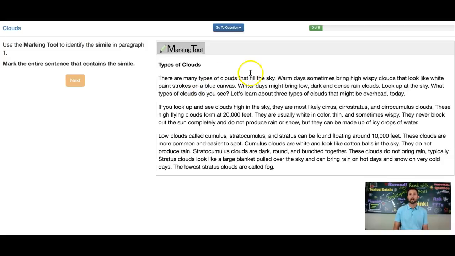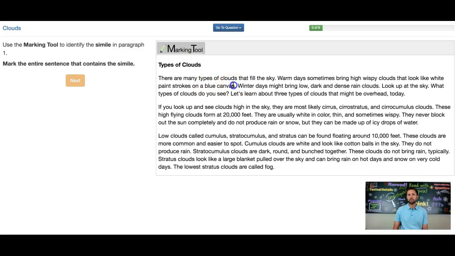There are many types of clouds that fill the sky. Warm days sometimes bring high wispy clouds that look like white paint strokes on a blue canvas. Did you see the comparison? What's happening? There's these wispy clouds, right? They're thin, maybe stringy in the sky. And then there's this talk about white paint strokes on a blue canvas.